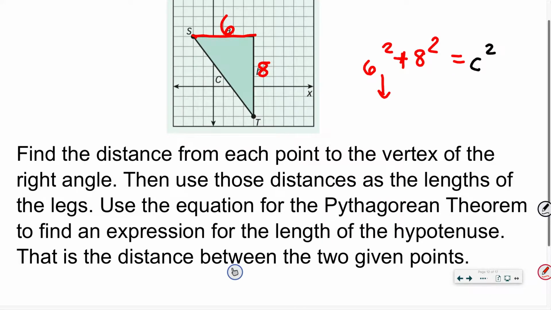What's 6 squared? 36. And I'm curious, do you feel like you're getting more comfortable with some of these smaller numbers squared because you're seeing them a lot? Some of you aren't even calculating. You're like, oh, I remember that 6 times 6 is 36. How about 8 squared? 64. And what are those together? 100. They equal 100, which means what does C have to be? 10.